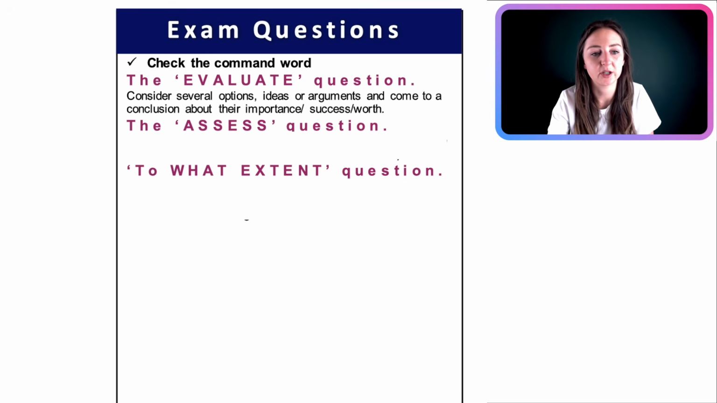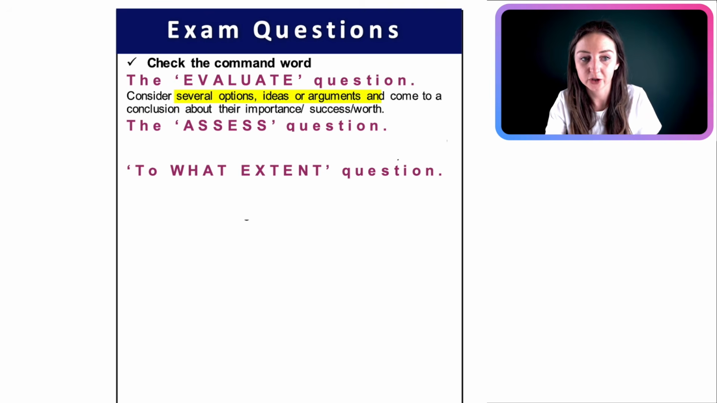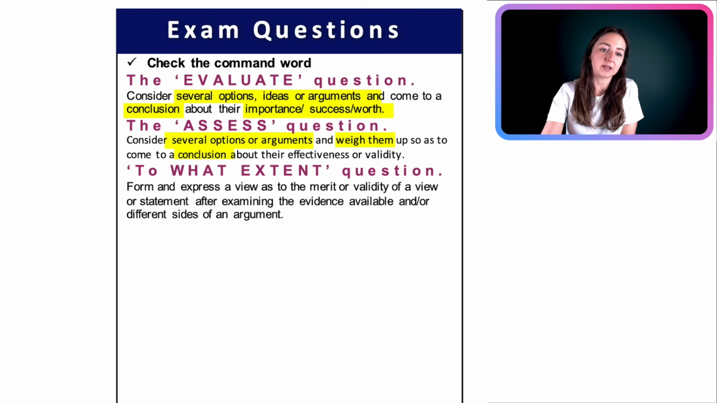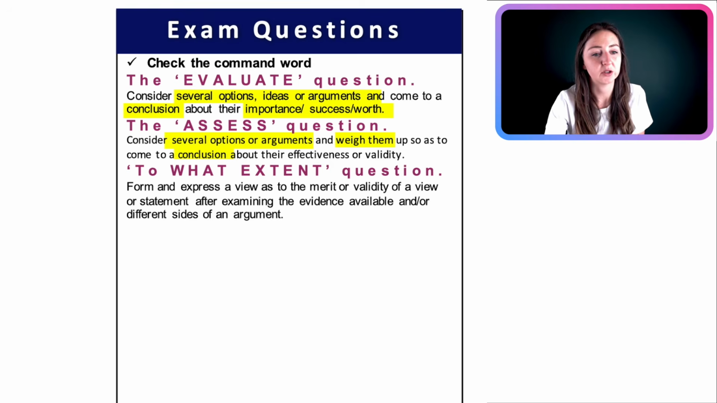For an evaluate question, you need to consider several options or ideas or arguments and come to a conclusion about their importance, success or worth. An assess question, you have to look at several different options or arguments, and the main thing with assess is that you need to weigh them up, and then again you come to a conclusion about their effectiveness or how valid they are. And a to what extent question is really your opinion, so you need to form and express a view or to merit how valid a view or statement is. It says to what extent do you agree with this, after examining the evidence and looking at the different sides.